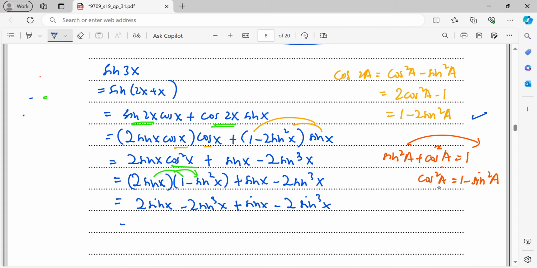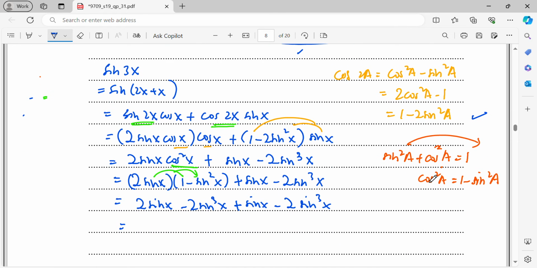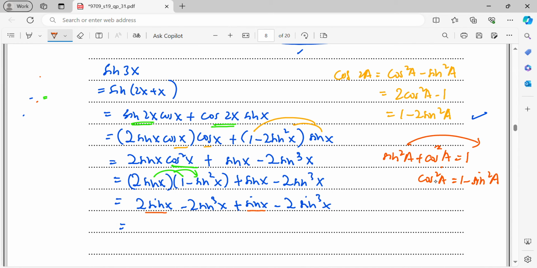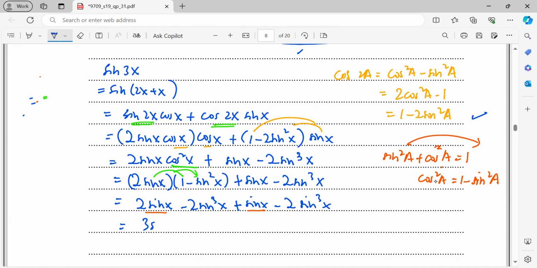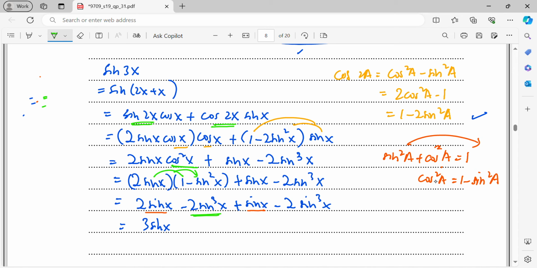Now, when you look at the answer, we start with 3 sine x first. So which means now you just simplify the term with sine x. Sine x degree 1, that is going to be 3 sine x, followed by minus 2 sine cube, minus 2 sine cube, that is minus 4 sine cube x. So shown the identity.